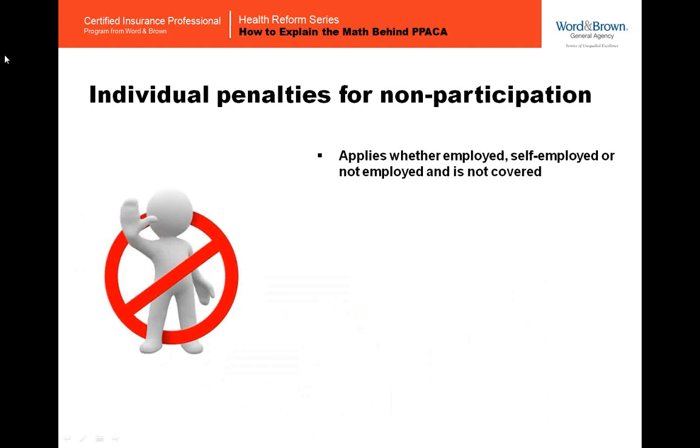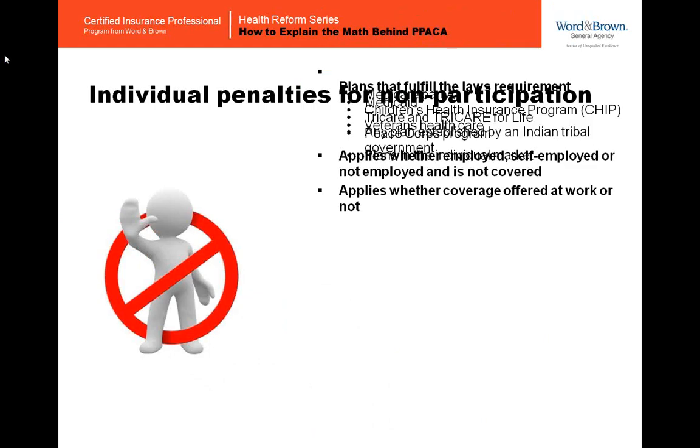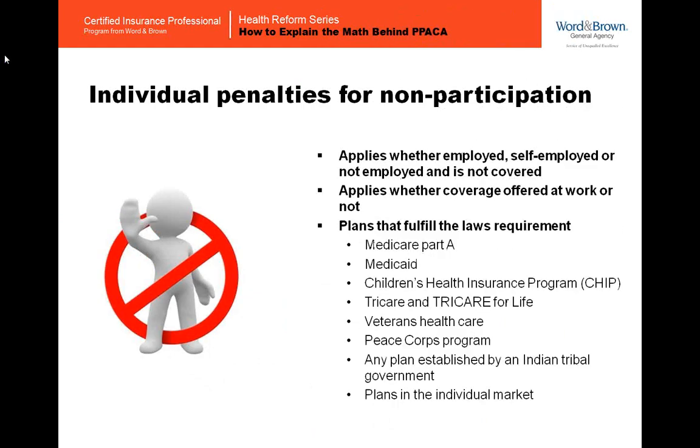What's individual penalty? Well, we talked about the fact that if an individual doesn't have coverage, whether he's working or not working doesn't really make any difference. Whether coverage is offered at work or not offered at work doesn't really make a difference. If he does not pay for his own individual coverage, he could substitute any of those plans you see on the screen. Any of those will fulfill the requirement of staying insured. Or, the last one, he buys a product from the individual market.